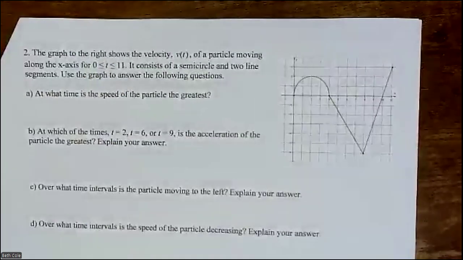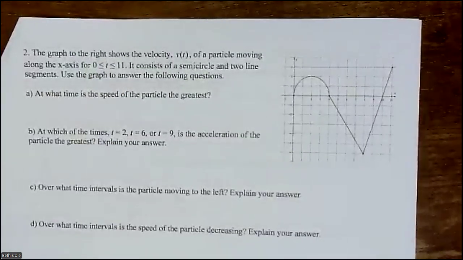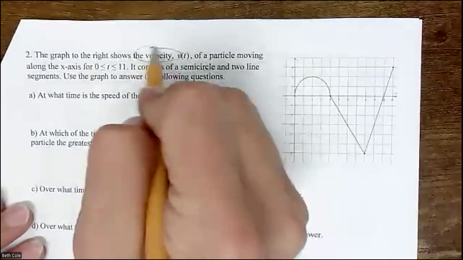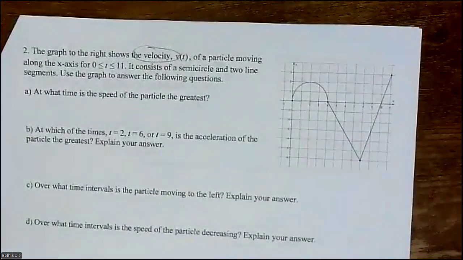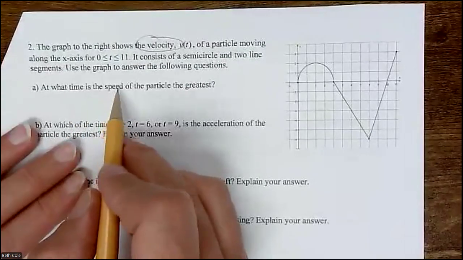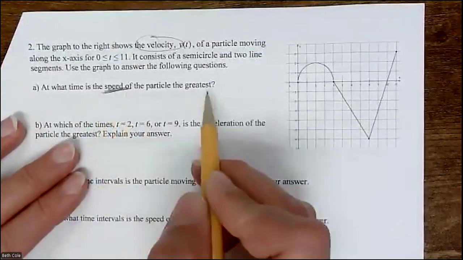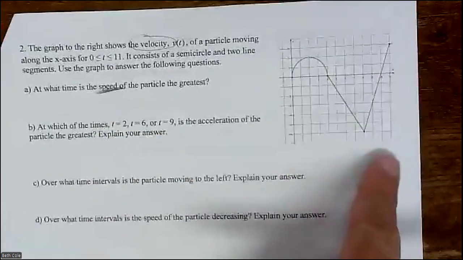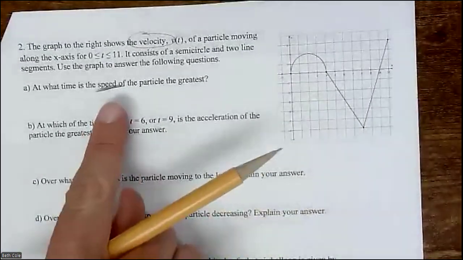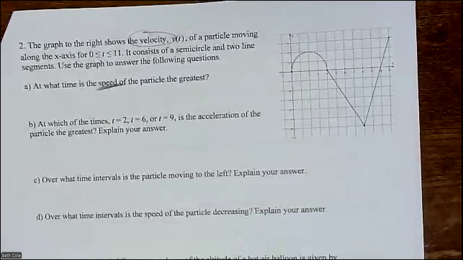All right, the graph to the right shows what? What were we given? Velocity. That's what you always want to start with. What did they give you? All right, so that is a velocity graph. At what time is the speed the greatest? This is not a speed graph. It's velocity. Speed is the absolute value of velocity, so it's a little bit tricky.